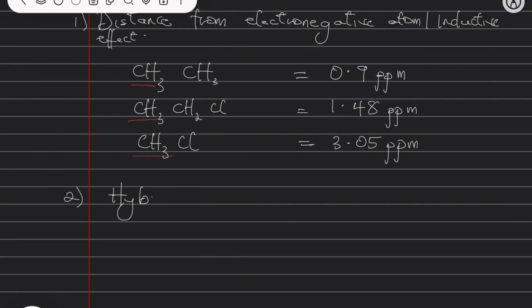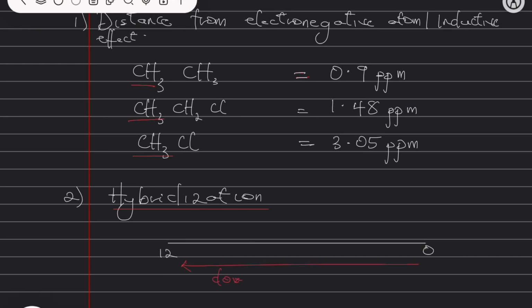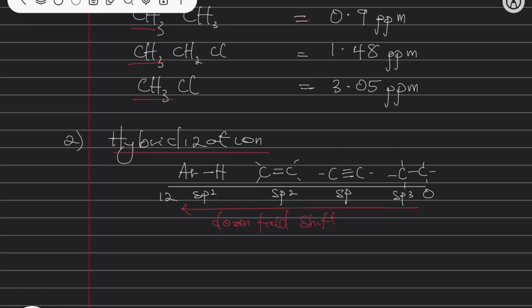Another important point that affects the proton NMR chemical shift is the hybridization. The trend of the hybridization is that the sp2 hybridized hydrogen of the aromatic proton is most downfield, followed by the sp2 hybridized hydrogen of an alkene, then followed by the sp of an alkyne. Then the least, which is upfield, is the sp3 hybridized proton.